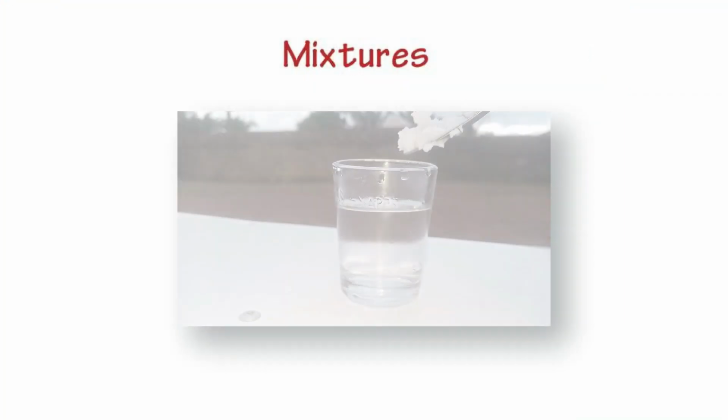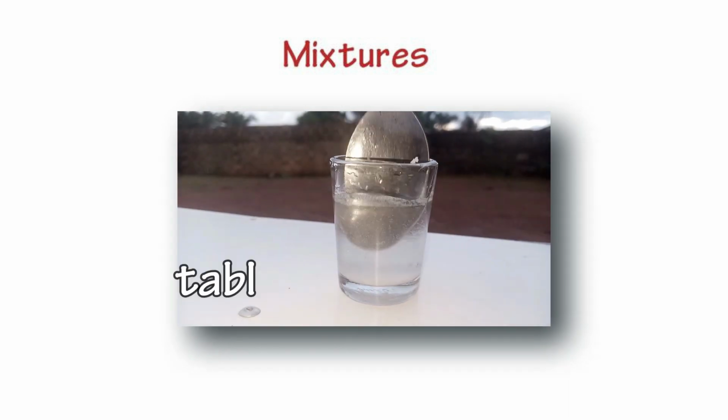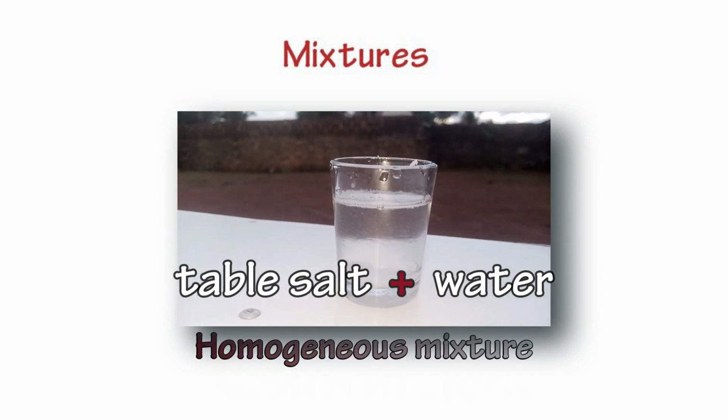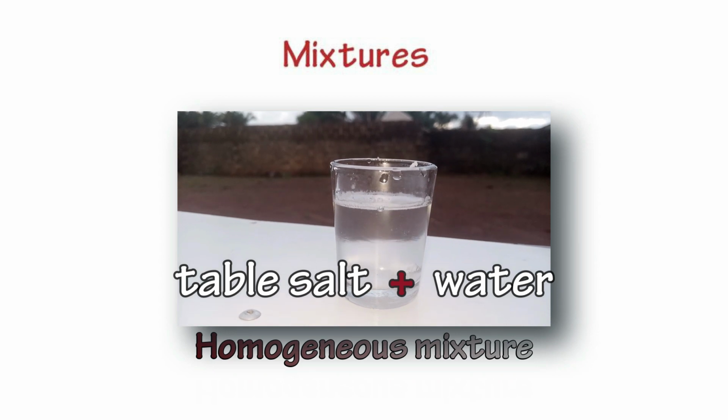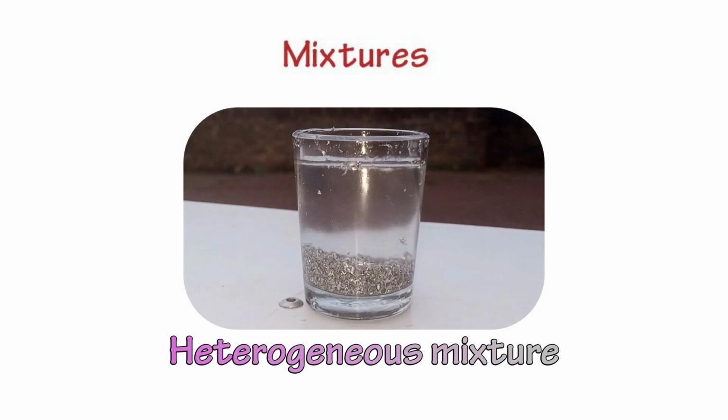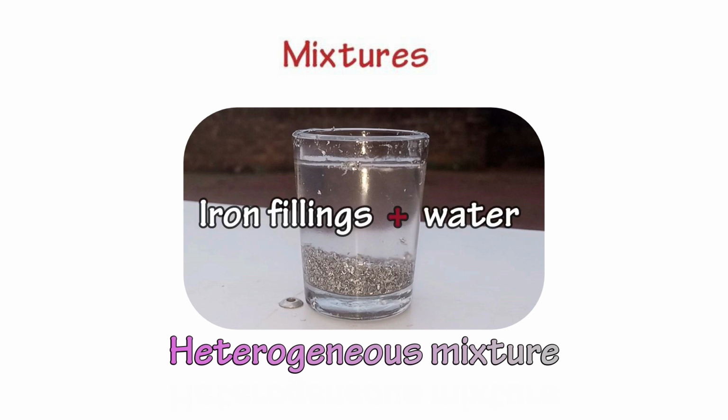Finally, if the substances in a mixture are well mixed, that is, the substances appear to be in the same phase, it is called a homogeneous mixture. An example is a mixture of table salt and water. But if they are not well mixed, it is called a heterogeneous mixture. An example is a mixture of iron filings and water.